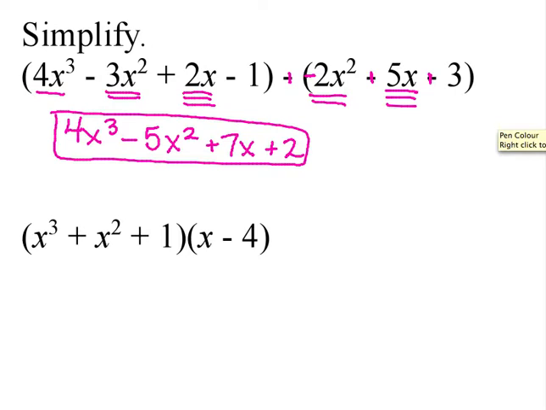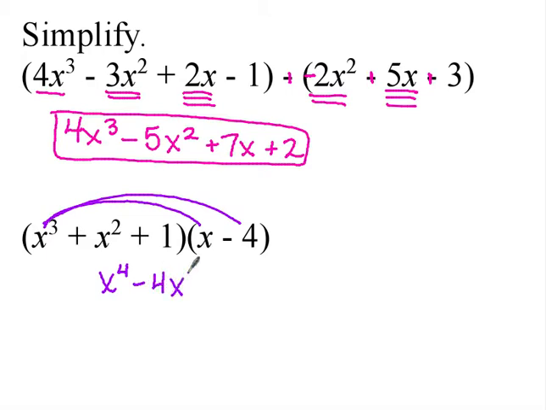Multiply 3 by 2. Distribute, so I'm going to distribute the x cubed here and here. And what do I end up getting? X to the 4th, good. And then what? Minus 4x cubed. Right. Now I'm going to do the same thing with the x squared. I'm going to take the x squared here and here. And what do I end up getting? X cubed, good. And then? And what do I get here?